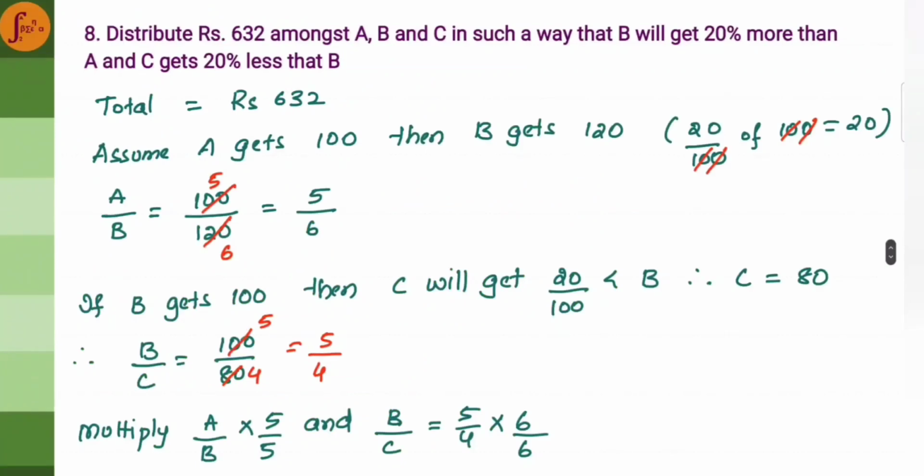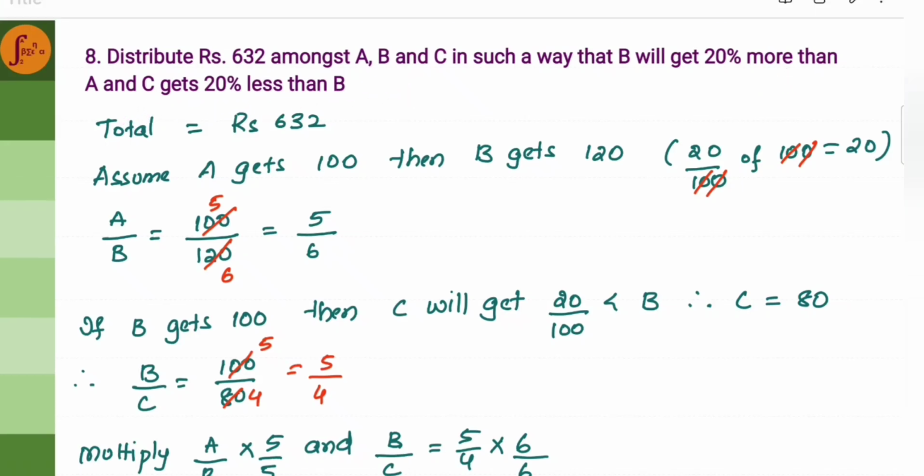So similar problem. Distribute 632 among A, B and C in such a way that B will get 20% more than A and C gets 20% less than B. So there are two methods here to do it. You can choose any of the methods that you are comfortable with. I have put both the methods here.